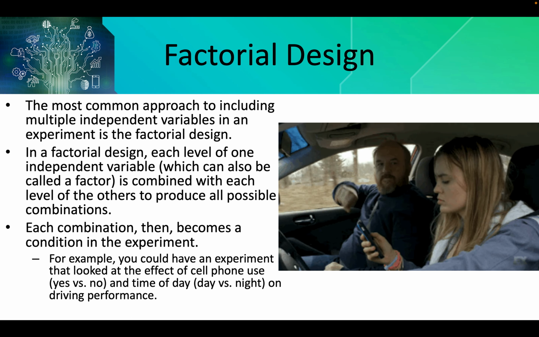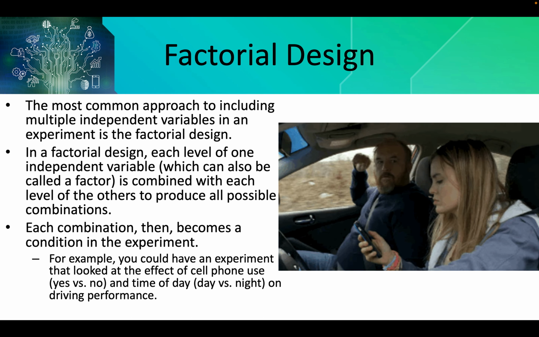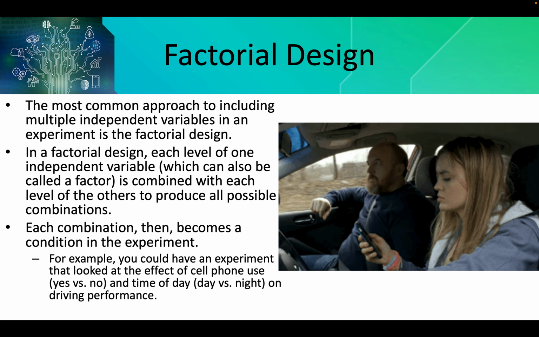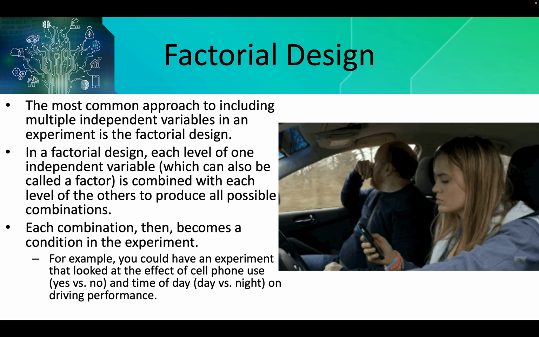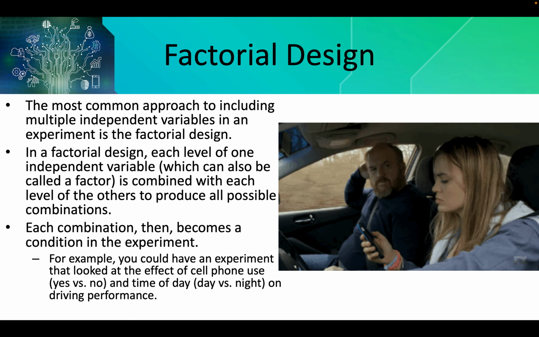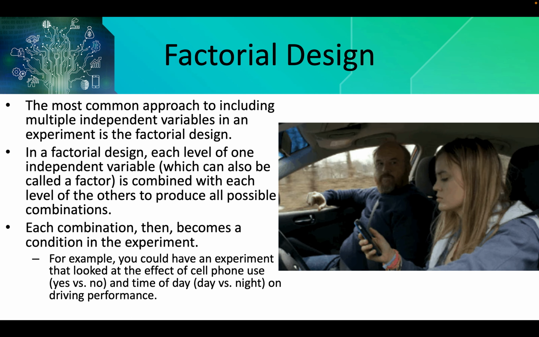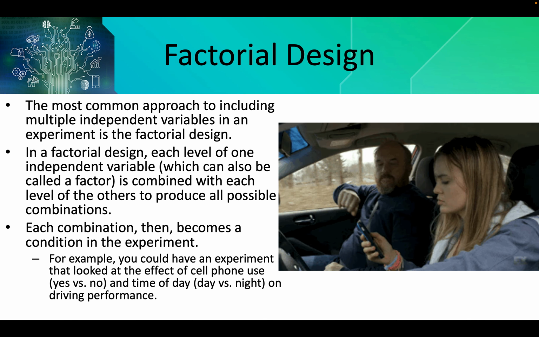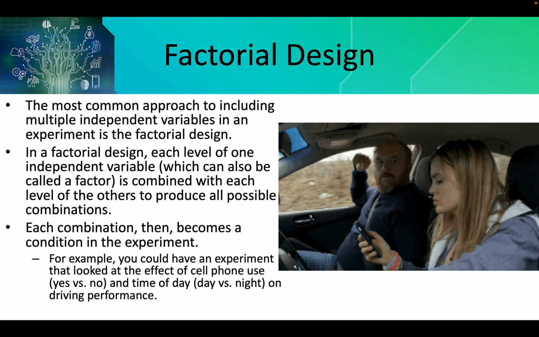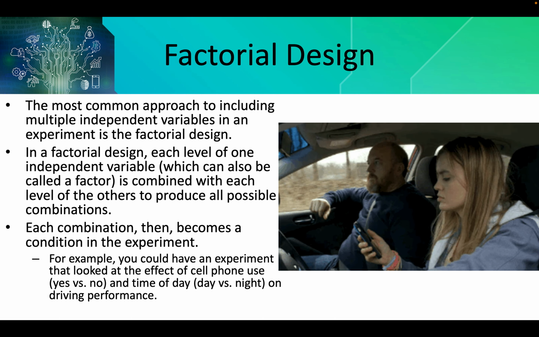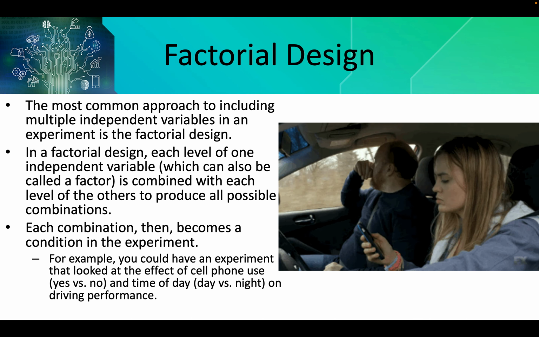The most common approach to including multiple independent variables in an experiment is the factorial design. In a factorial design, each level of one independent variable, which can also be called a factor, is combined with each level of the others to produce all possible combinations. Each combination then becomes a condition in the experiment. For example, you could have an experiment that looked at the effect of cell phone use, yes versus no, and time of day, day versus night, on driving performance.